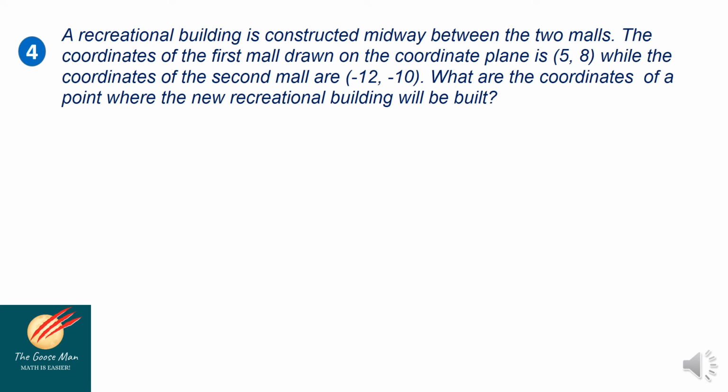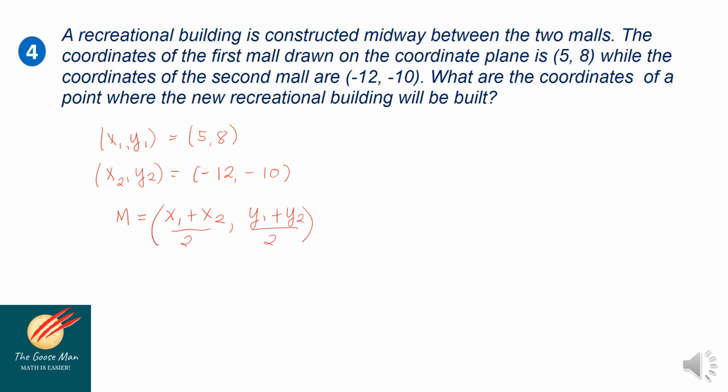So again, let's list down our (x sub 1, y sub 1) as the coordinates of (5, 8). While our second coordinate, (x sub 2, y sub 2), is the same as (-12, -10). And we want to find out our midpoint. So the midpoint has a formula of (x sub 1 plus x sub 2 all over 2, comma, y sub 1 plus y sub 2 all over 2). So let's substitute. So we have 5 plus negative 12 all over 2, comma, then we have 8 plus negative 10 all over 2.